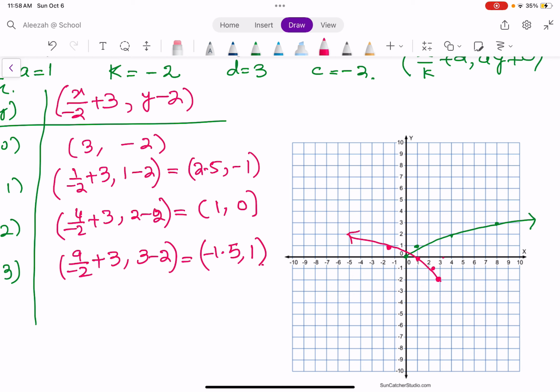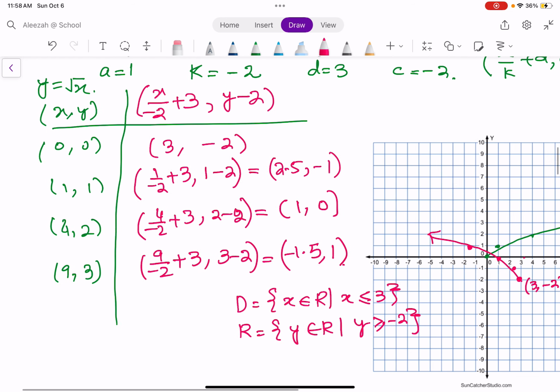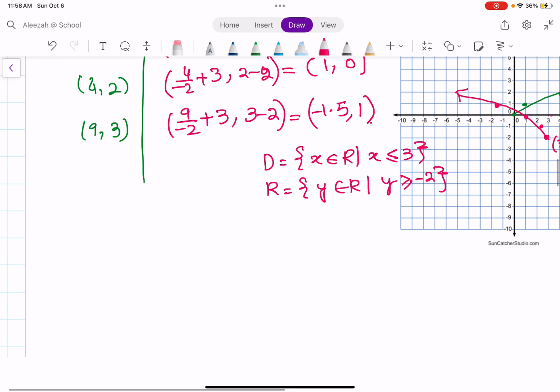Okay, and the coordinates of this point is x is 3, y is negative 2. So when you write the domain and range here, the domain will be x belongs to R such that x is less than or equal to 3, because your graph is on the left of 3. And the range will be y belongs to R such that y is greater than or equal to negative 2, because your graph is above negative 2. Okay, so this is how you can graph a transformed function.